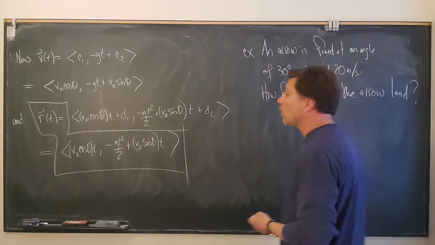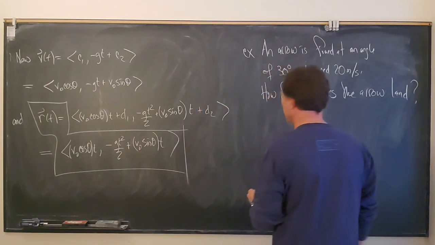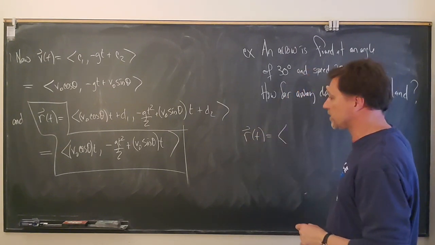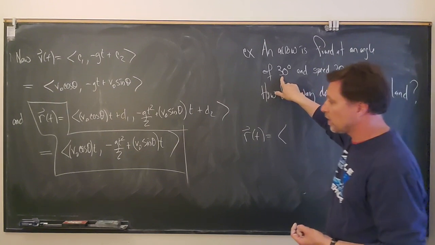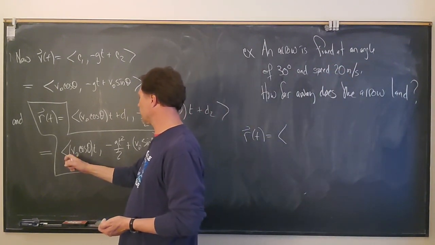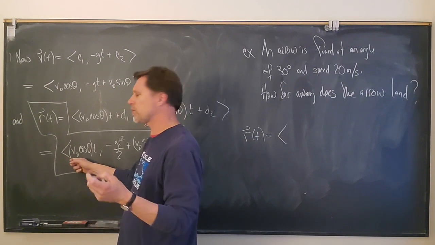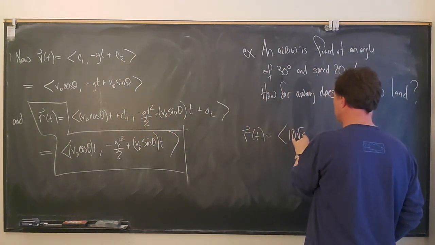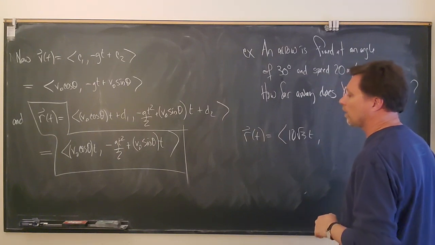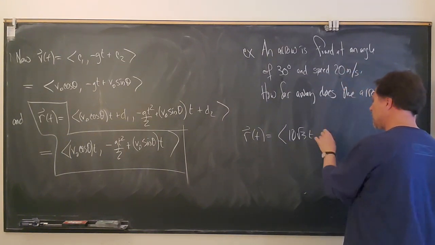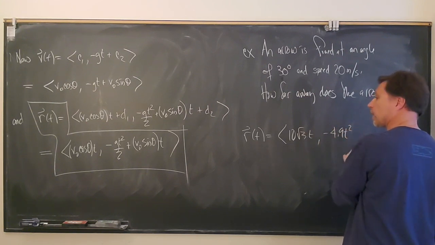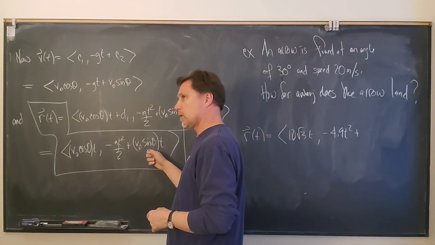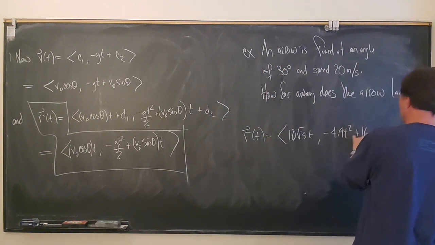Okay, so to solve this, we're just going to make use of this equation right here. So what we have is r of t is equal to, so let's see, v0 is 20, theta is 30 degrees, so cosine of 30 is root 3 over 2, so this will be a 10 root 3 times t, so 10 root 3 t in the first entry. G is 9.8, so that'll be a negative 4.9 t squared plus sine of 30 is 1/2, so it'll be 20 times 1/2, so 10t.